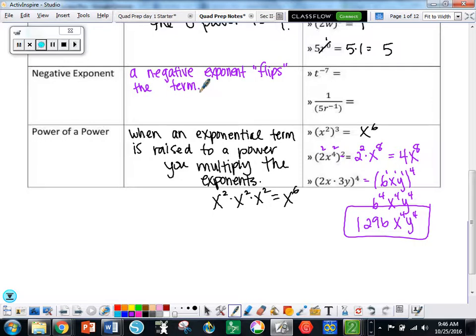Now when I say numbers being flipped, what math term does that involve? Starts with R. Reciprocal, yeah. So here's what happens. Anything that has a negative exponent means I'm going to take the term and flip it. So if it's on the top, I'm going to move it to the bottom. Because that t is negative, the power is negative, it goes from the top to the bottom, and when you move it to the bottom, the power becomes positive.